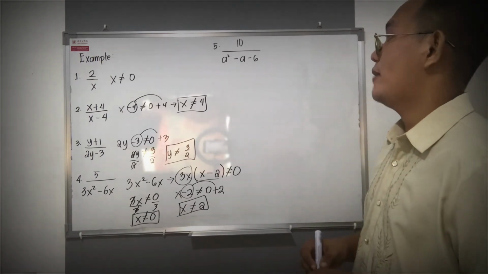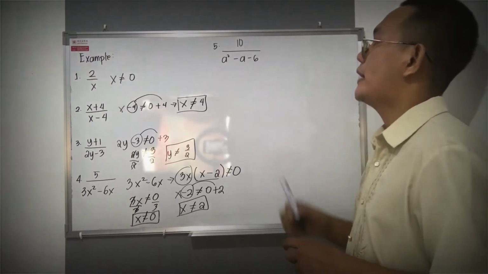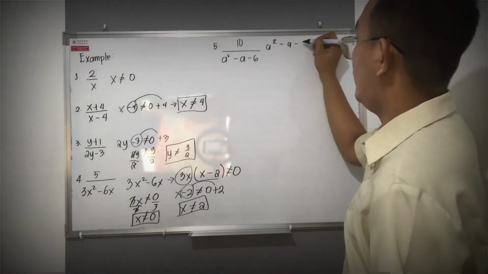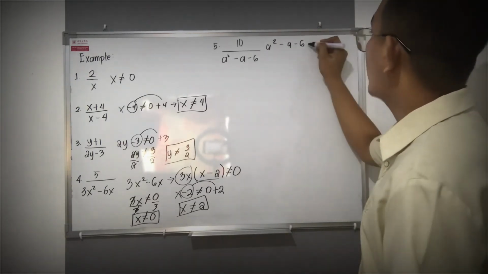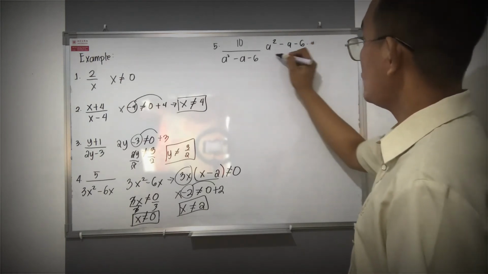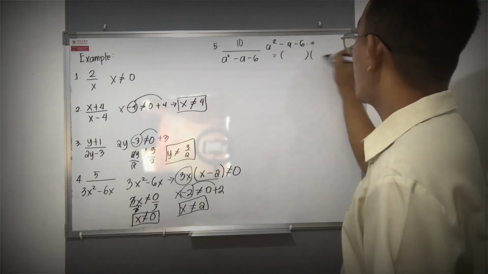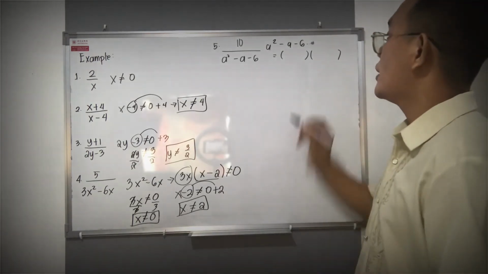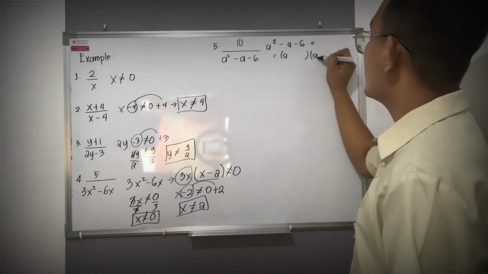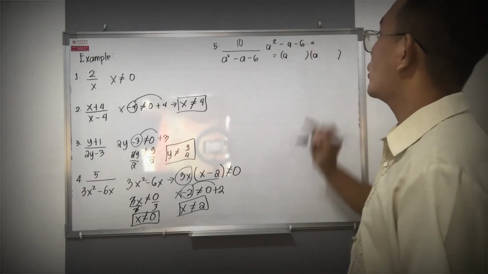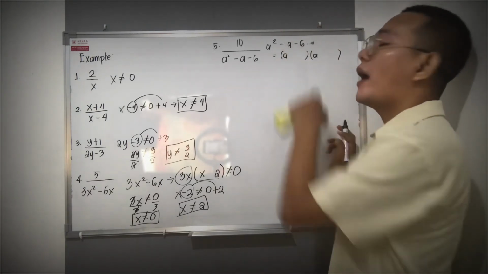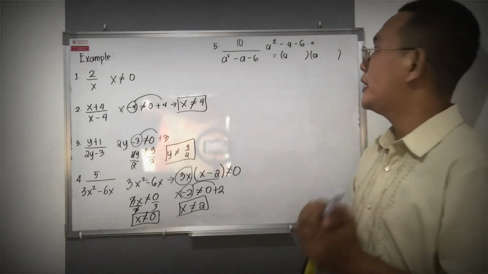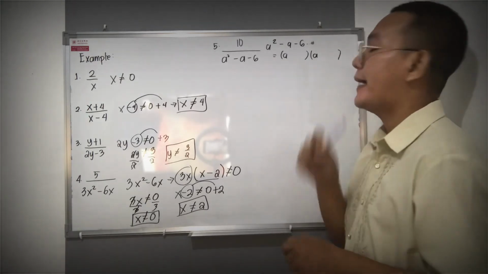Okay, for number 5, we have 10 over a squared minus a minus 6. Our denominator is a squared minus a minus 6. So let's factor it first, using general factoring. We have a times a, and the factors of negative 6. Subtracting 1 and 6, or 6 minus 1, gives 5, so that is not what we are looking for.